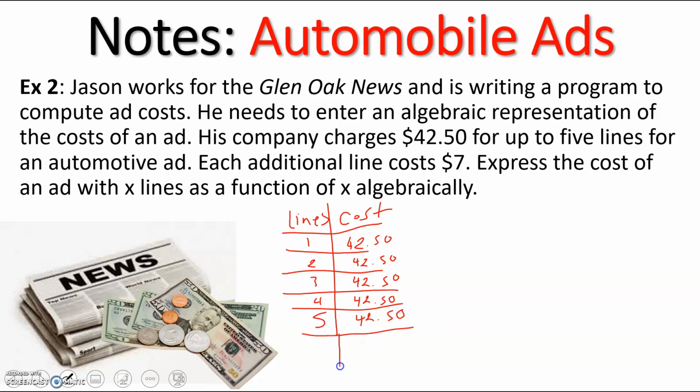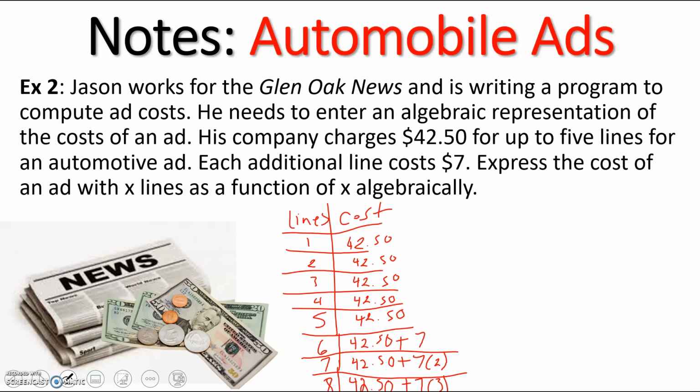But we do know that if we go up to 6 lines, we still have to pay that $42.50 for the first lines with an additional cost of $7. Okay? If we go to 7 lines, then we'll pay that $42.50 plus an additional $7, right? So 7 times 2. And if we go up to 8 lines, we'll pay that $42.50 plus $7 3 times. Now, what we're looking for is a pattern, right?